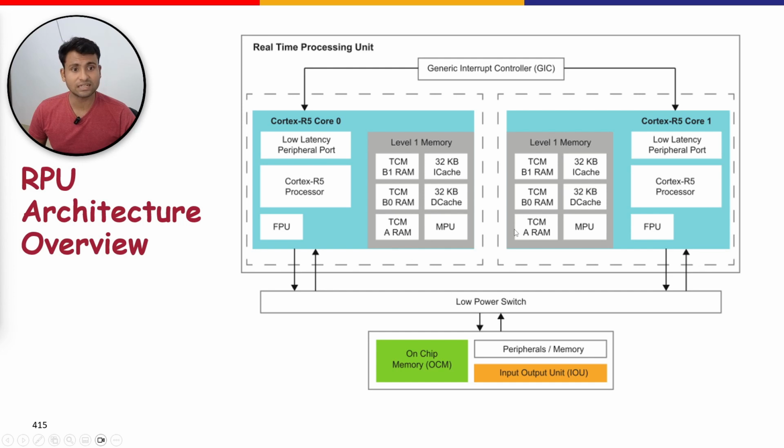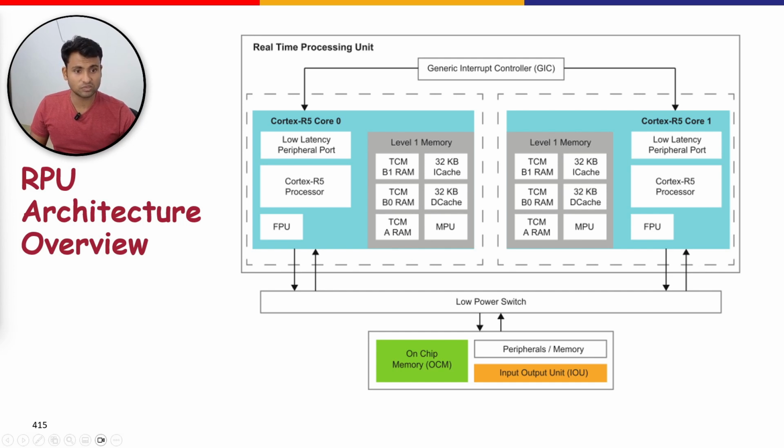All right, so now let's start discussing the real-time processing unit. So this is the architecture overview of the real-time processing unit, and the RPU contains a dual-core R5 processor. This is core 0, this is core 1, and this processor is particularly meant for real-time applications. The RPU's architecture provides low latency operations and deterministic performance throughout the entire unit, which is the main highlight for any real-time processing unit.